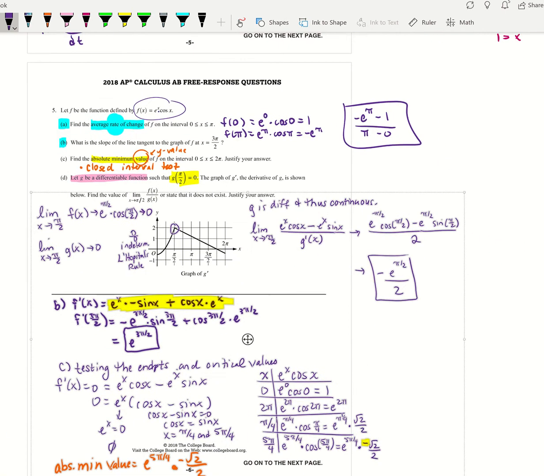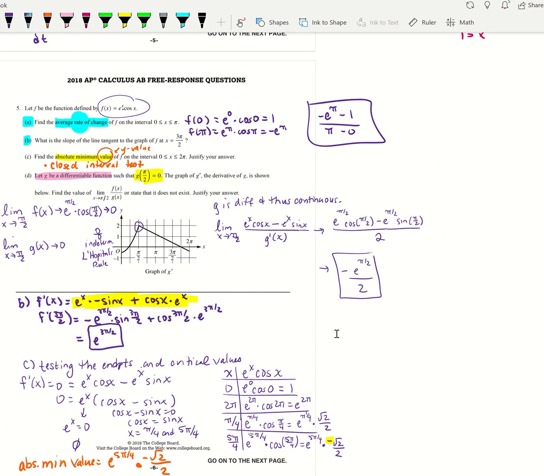All right, we're going to just check with the scoring guideline real quickly to see how we did.